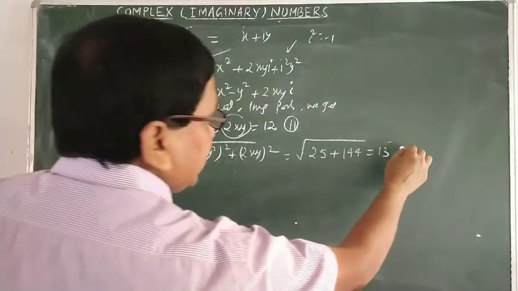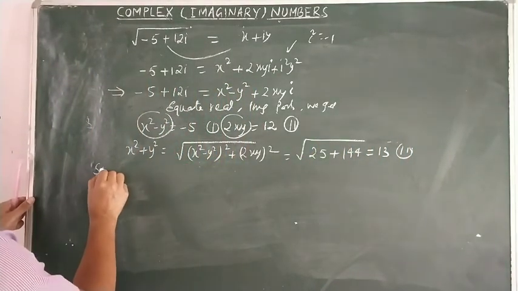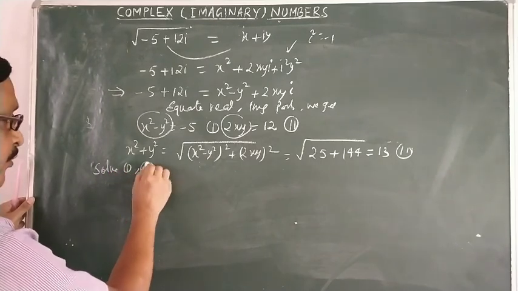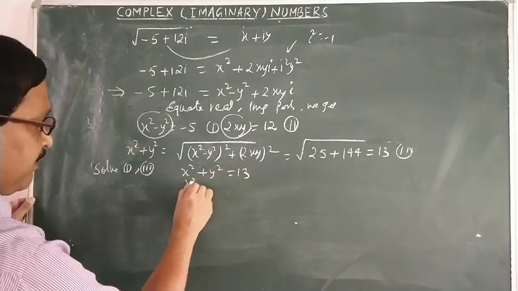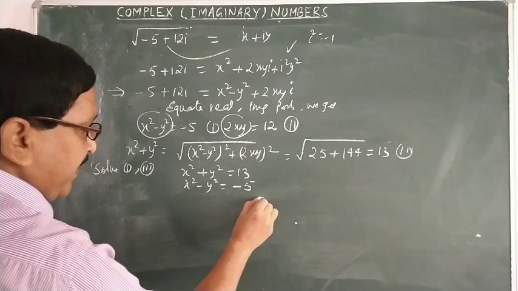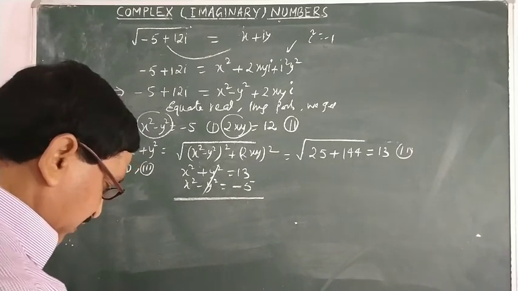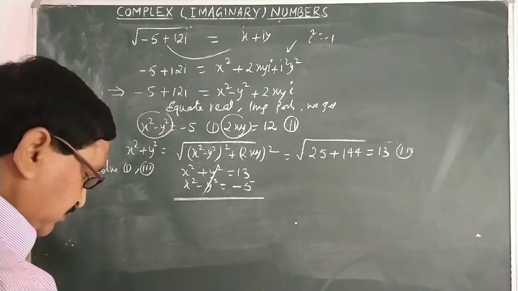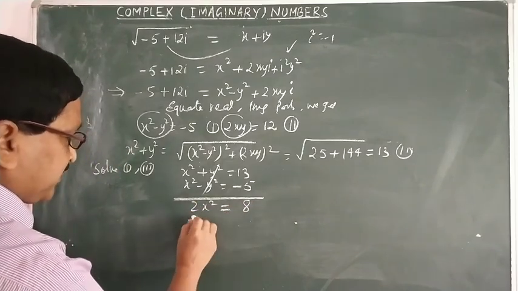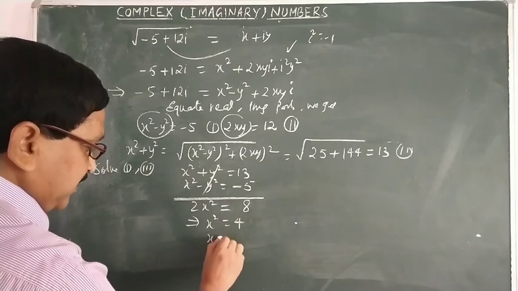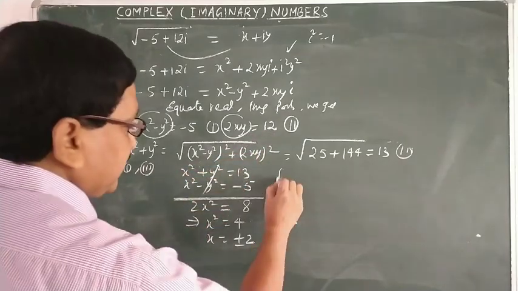After getting the third equation, we solve first and third. So the third is x square plus y square equals 13, and x square minus y square is equal to minus 5. This is cancelled, and 13 minus 5 is 8. And 2x square is equal to 8. So x square is equal to 4, and hence x is equal to plus minus 2.